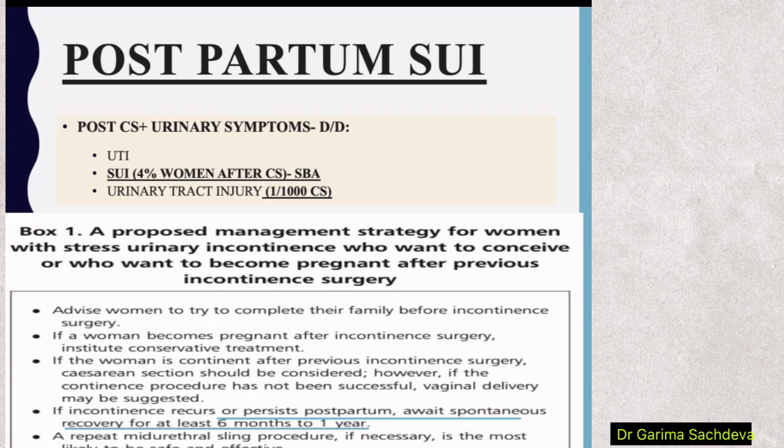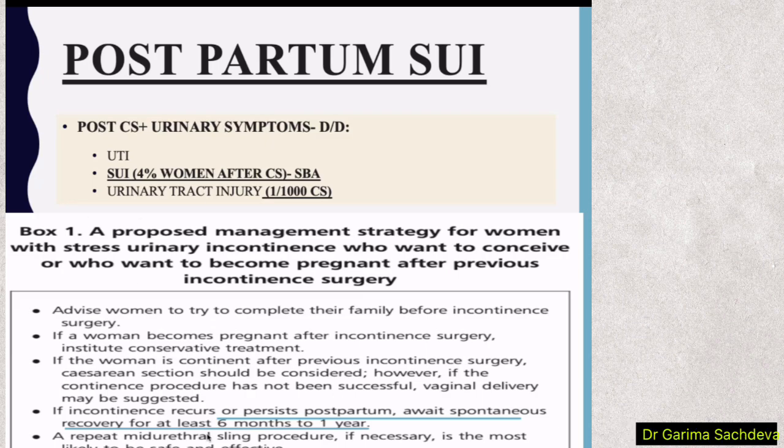If incontinence recurs or persists postpartum, avoid surgery for spontaneous recovery for at least six months, up to a year. So we are waiting for six months, or even one year. Only then are they taken up for surgery.